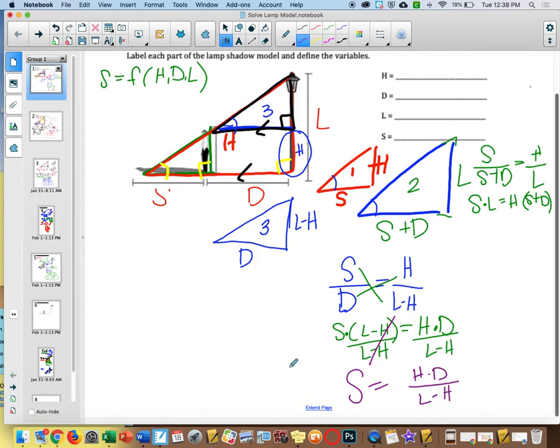So, the length of the shadow is equal to the height of the object times the distance from the light divided by the height of the light minus the height of the object. That is your unit solution right there. Okay? So several weeks of work going through geometry terms so we could get to these corresponding angles so that we could create similar triangles, set up a proportion, and solve. Okay?